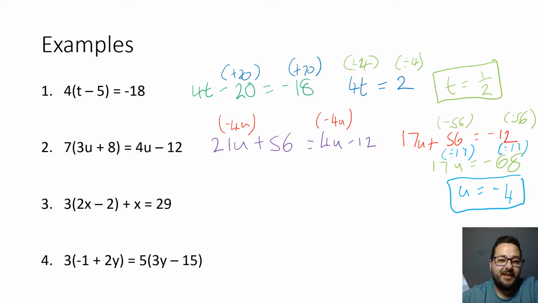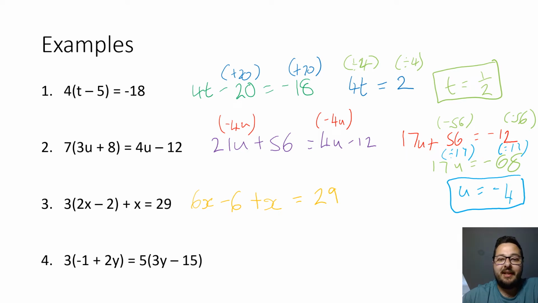Okay, great. All right, next one, we've got 3 brackets 2x minus 2 plus x is 29. So let's expand these brackets. So 3 times 2x is 6x. And then 3 times minus 2 is minus 6. And then we've still got a plus x, and this equals 29.